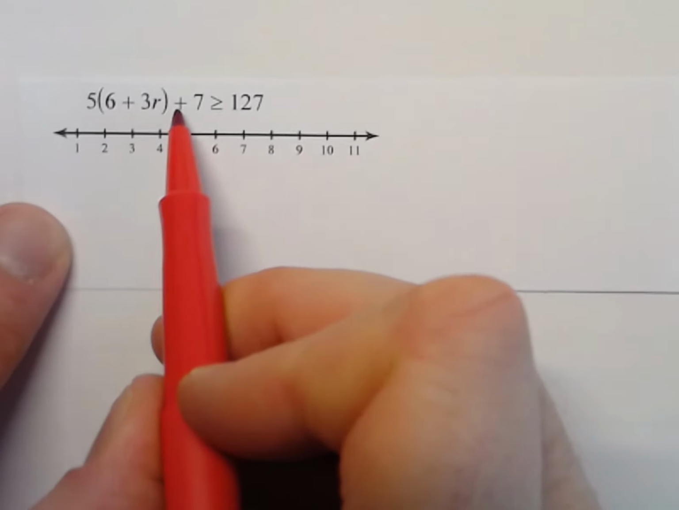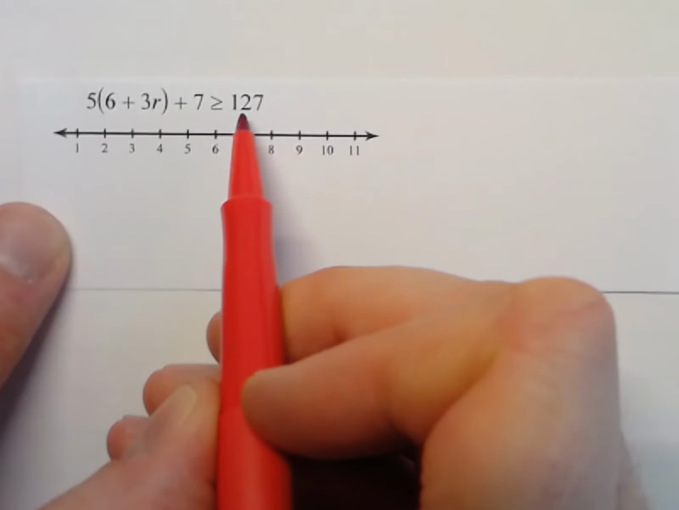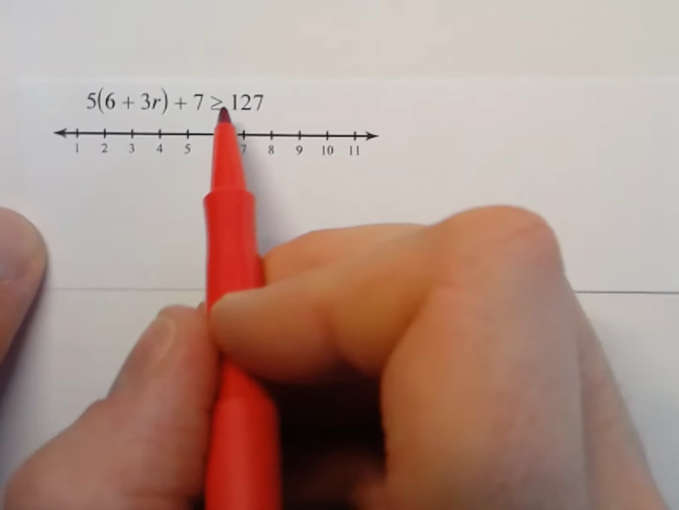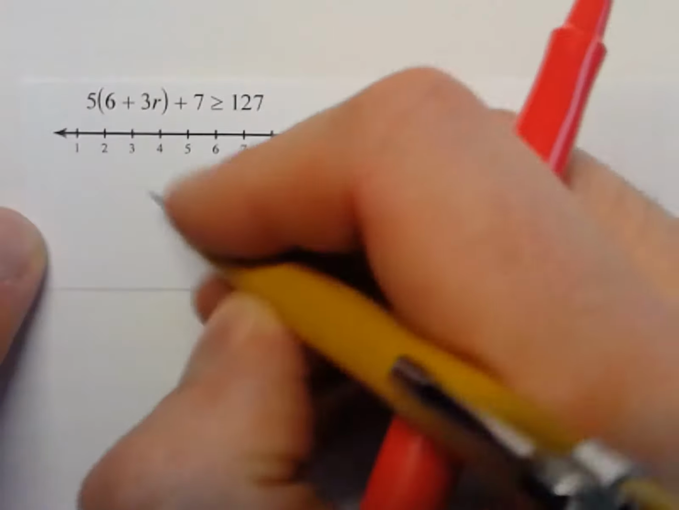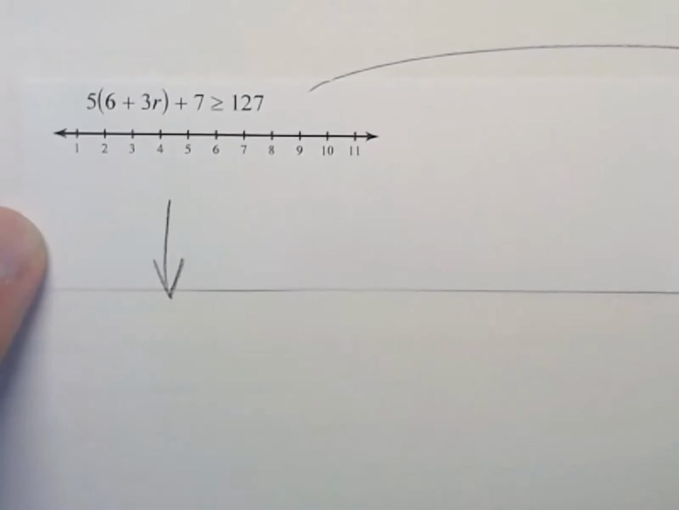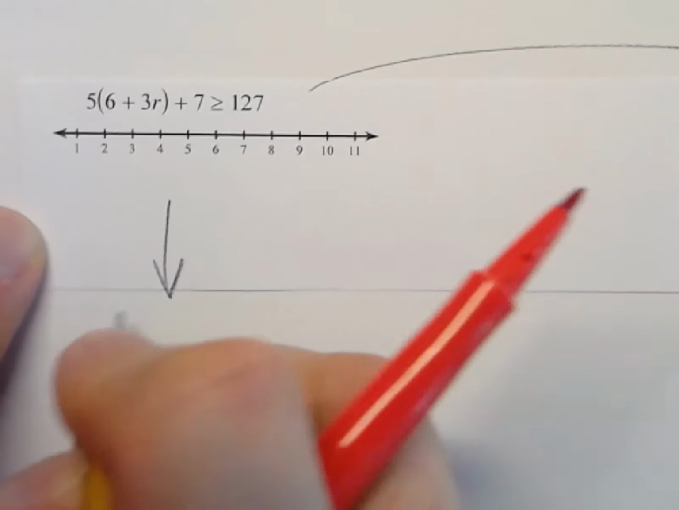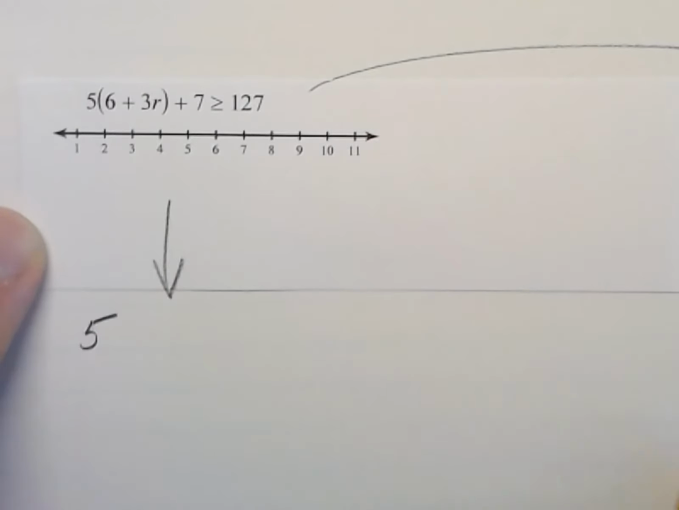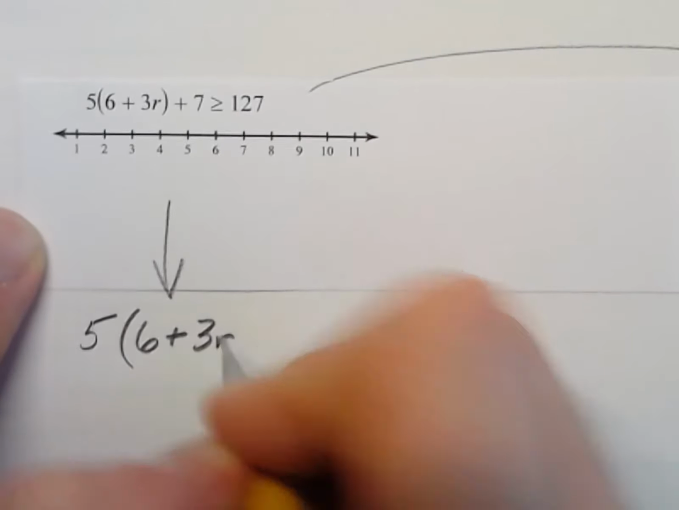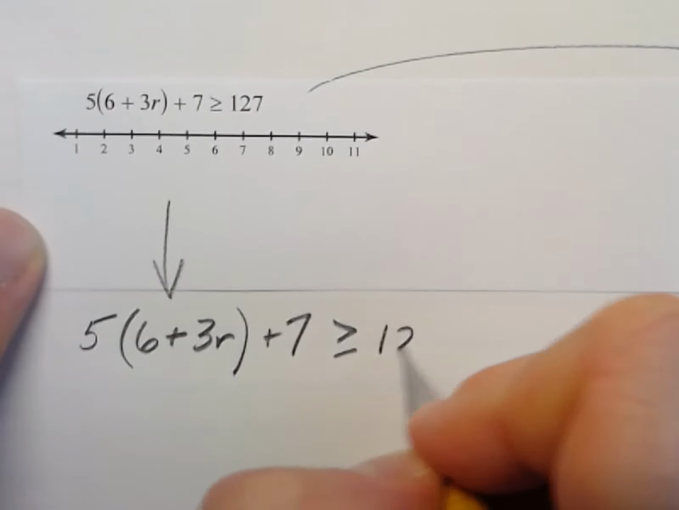And I think it's just going to make our numbers larger than needs to be. So if I look here, if I subtract this 7 from both sides, this will go away, and then this becomes 120, and then I'm dividing by 5, so I know that that'll actually divide it. So you can do this, and I'll actually do this two different ways just to show you that there's more than one way to deal with these things. The first method I'm going to do is where I distribute. So we're going to have 5 times 6 plus 3r plus 7 greater than or equal to 127.